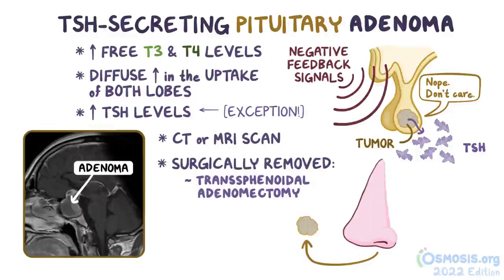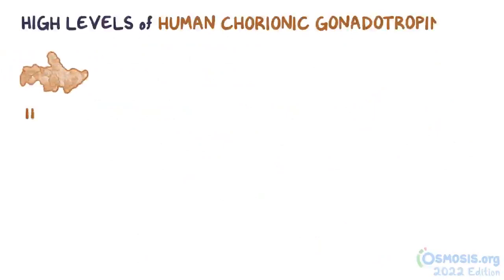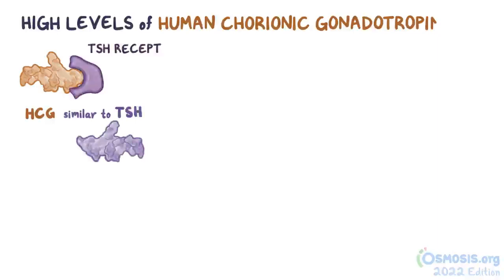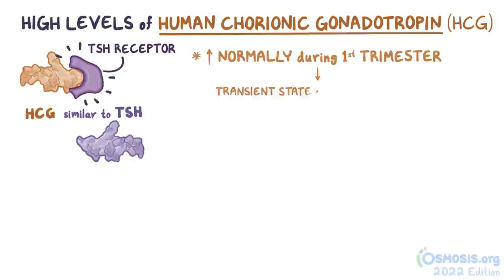Another cause of excessive stimulation of the TSH receptor is high levels of human chorionic gonadotropin, or HCG. HCG is structurally similar to TSH, so it can bind to the TSH receptor and stimulate it. HCG levels rise normally during the first trimester of pregnancy, and this sometimes results in a transient state of hyperthyroidism that resolves on its own.